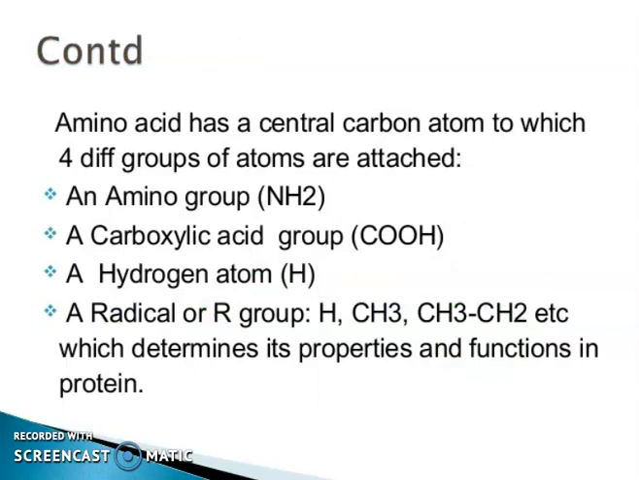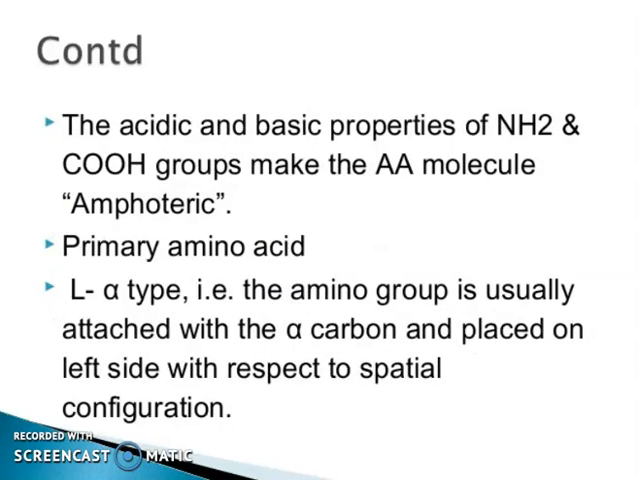So, amino acid has a central carbon atom to which 4 different groups of atoms are attached: an amino group, a carboxylic group, a hydrogen atom, and a radical or R group which determines its properties and function in protein. Now, the acidic and basic properties of COOH and NH2 groups make the amino acid molecules amphoteric.